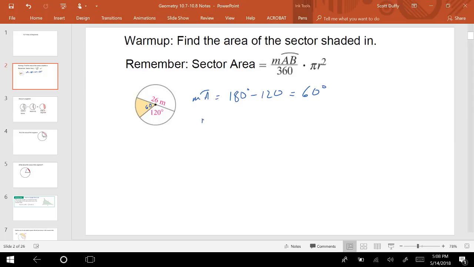Next, the radius of the circle is equal to half of the entire diameter. So the diameter is 26. Divide that by 2. You get a radius of 13.